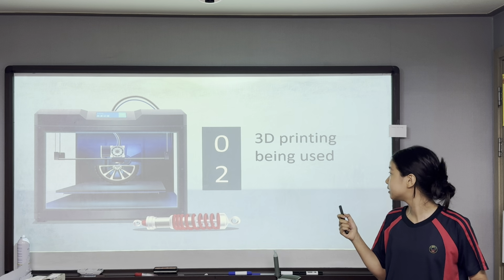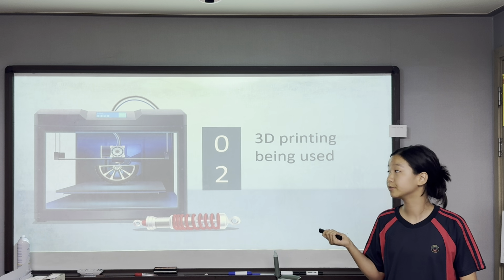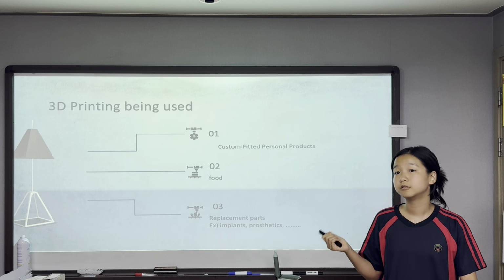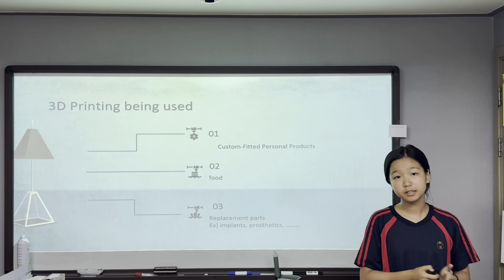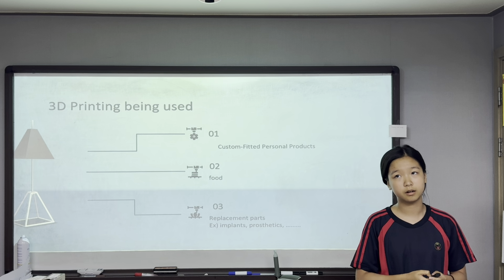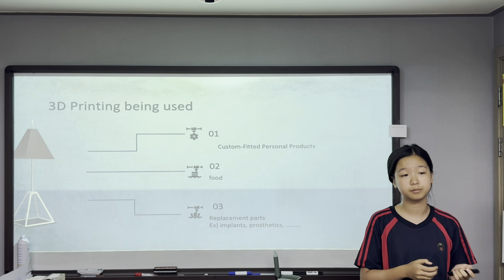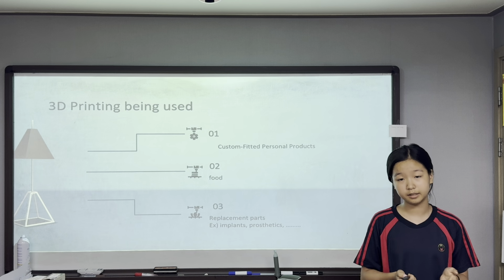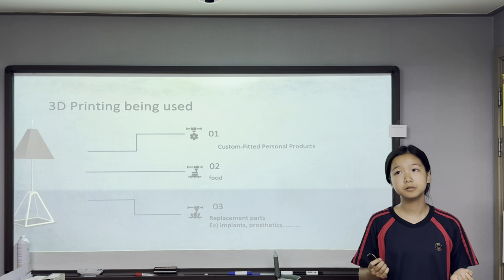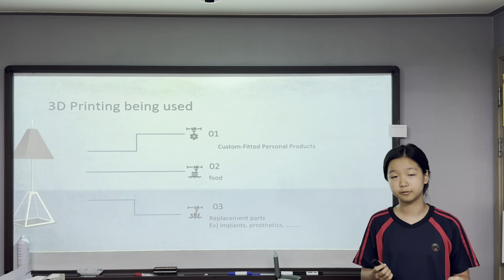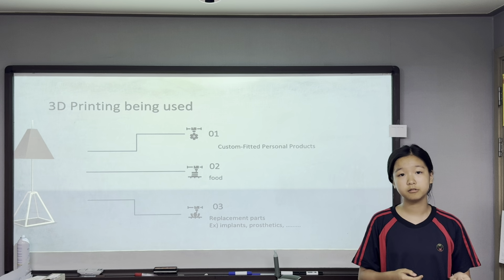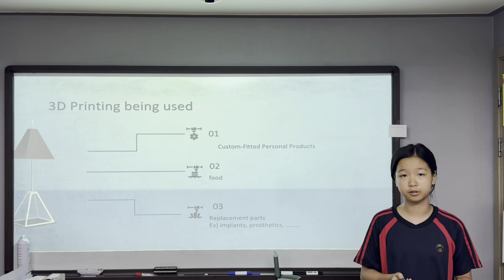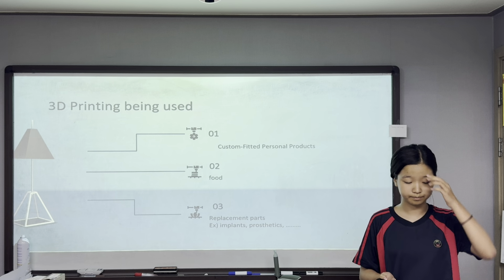And next is how 3D printing is being used. So first is custom fitted personal objects. Lots of everyday objects in our lives are based on an average body type and size. So people who are out of the range or people with disabilities can't use these products. So by using 3D printing, we can make their own personal clothing or objects.